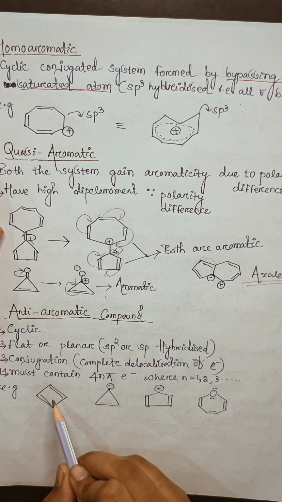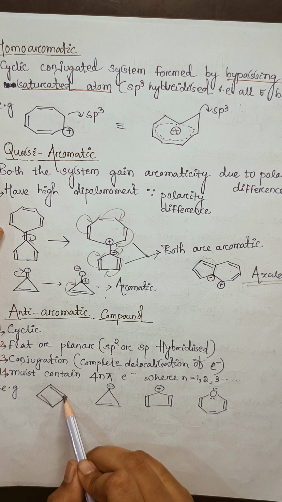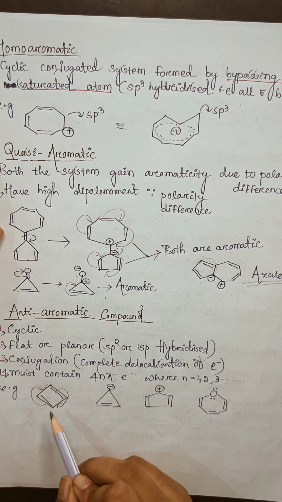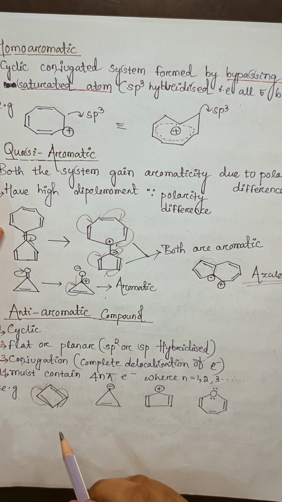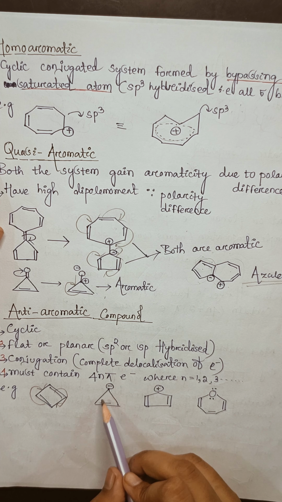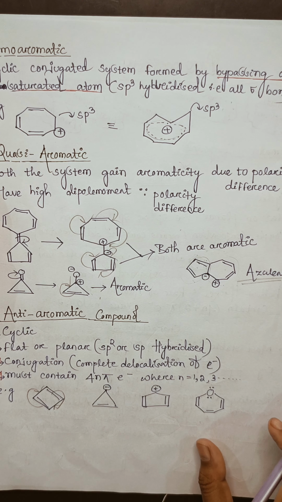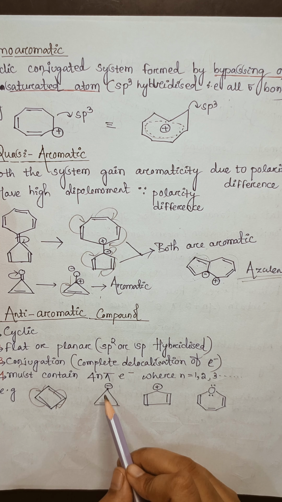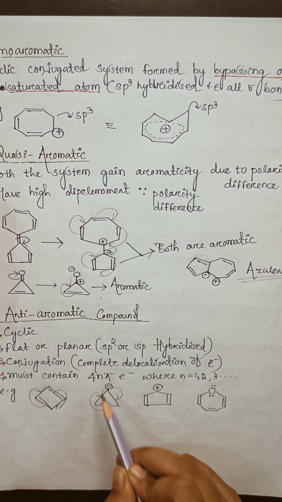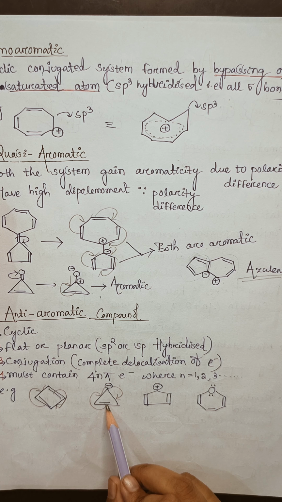This is cyclobutadiene. It is cyclic. All carbon atoms are sp2 hybridized. There is complete delocalization of pi electrons, but it contains 4 pi electrons, which does not follow Huckel's rule. Similarly, here is the cyclopropene anion. It is cyclic. All carbon atoms are sp2 hybridized. There is complete delocalization of pi electrons. It contains 4 pi electrons.